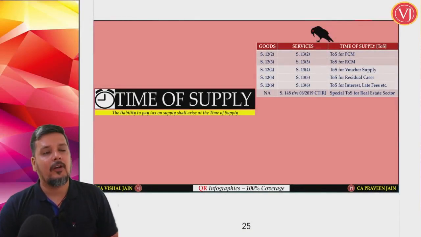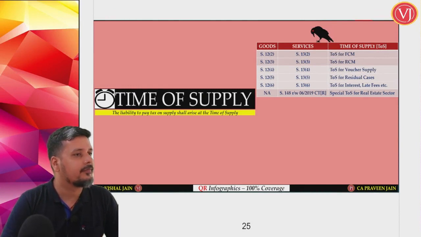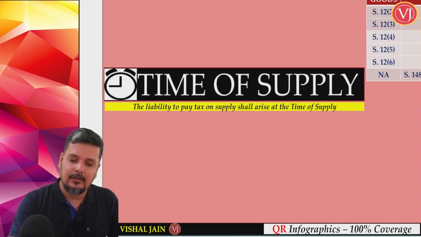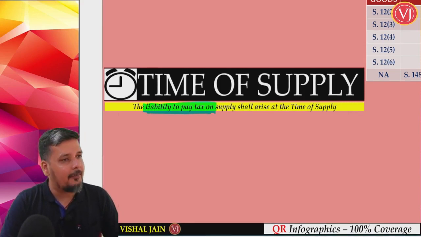Now, when you talk about time of supply, what is the purpose of time of supply? What is the objective of time of supply? To find out the time when you're liable to pay tax. Your liability to pay tax is determined by time of supply. Without finding out time of supply, you will never find the due date of payment and the due date of return filing. So time of supply is required for your due date of payment.